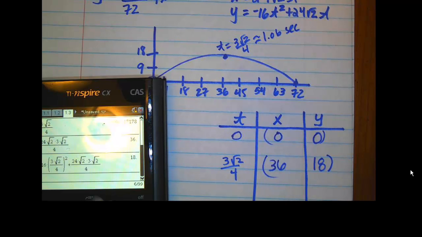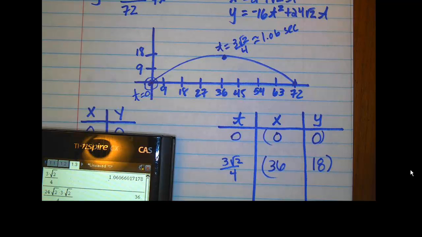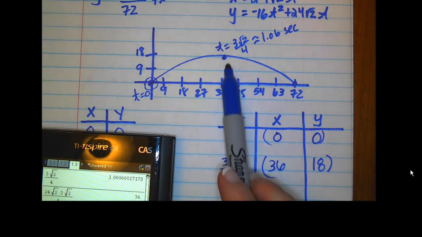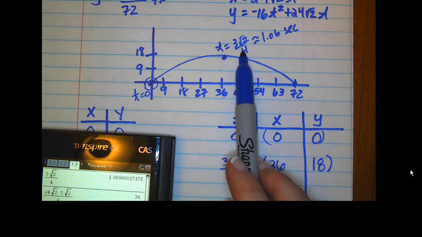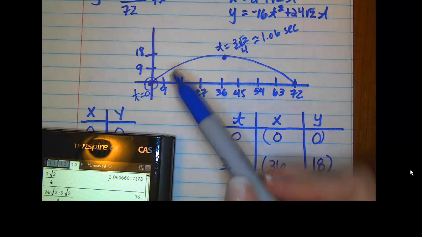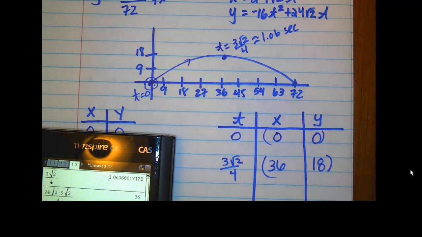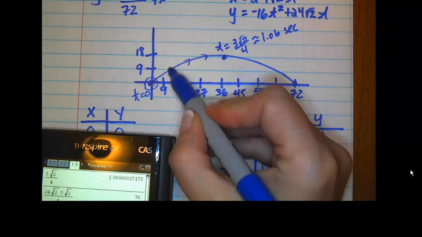So what a parametric equation allows us to do is a couple of things. Not only do we know the horizontal height and the vertical height, but now we know what time it occurs, and we have a direction. We started at time equals 0 here, ended up here, so I know that that is the direction of my object.